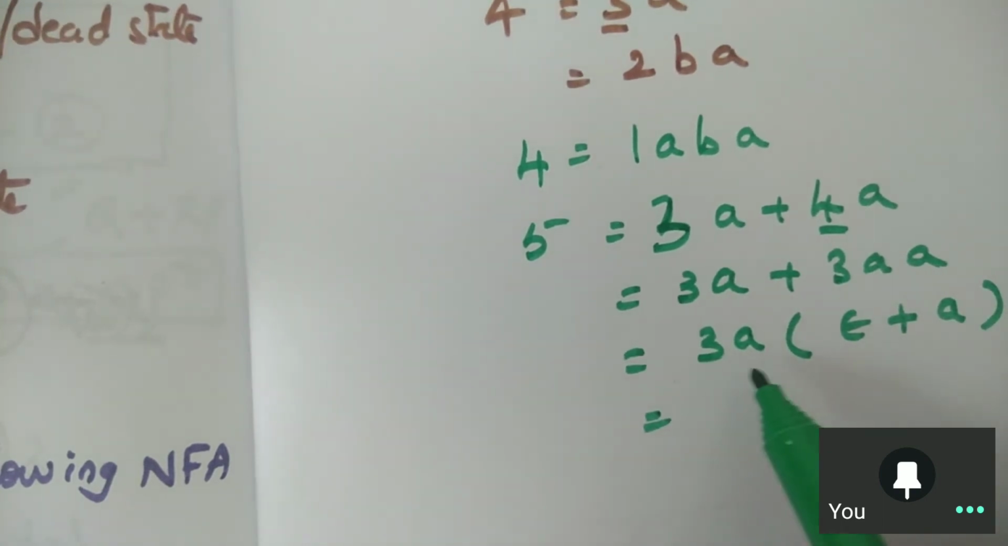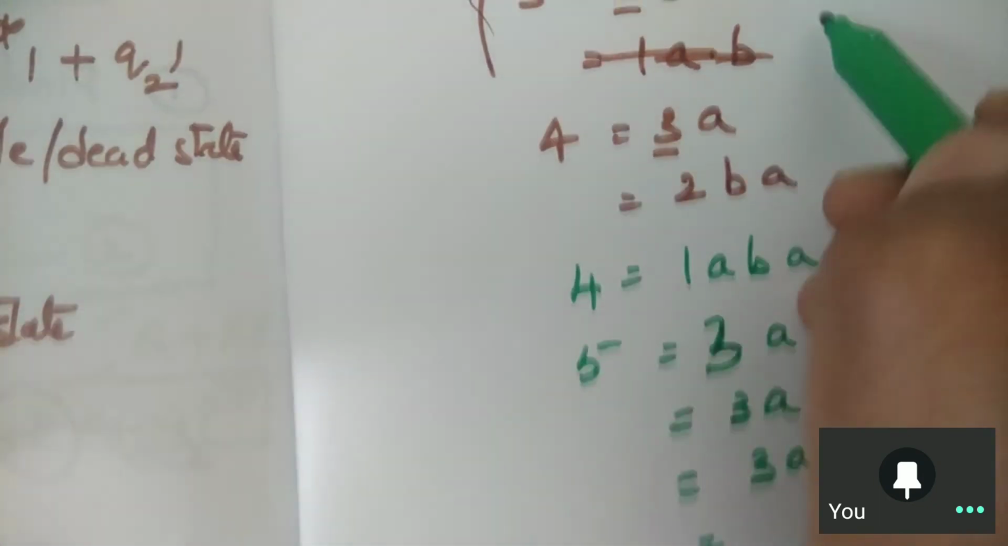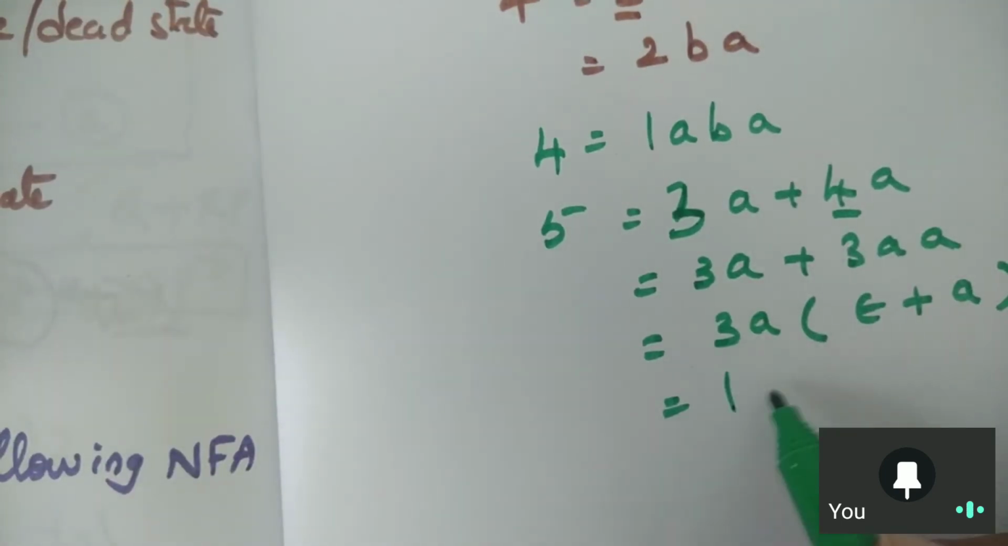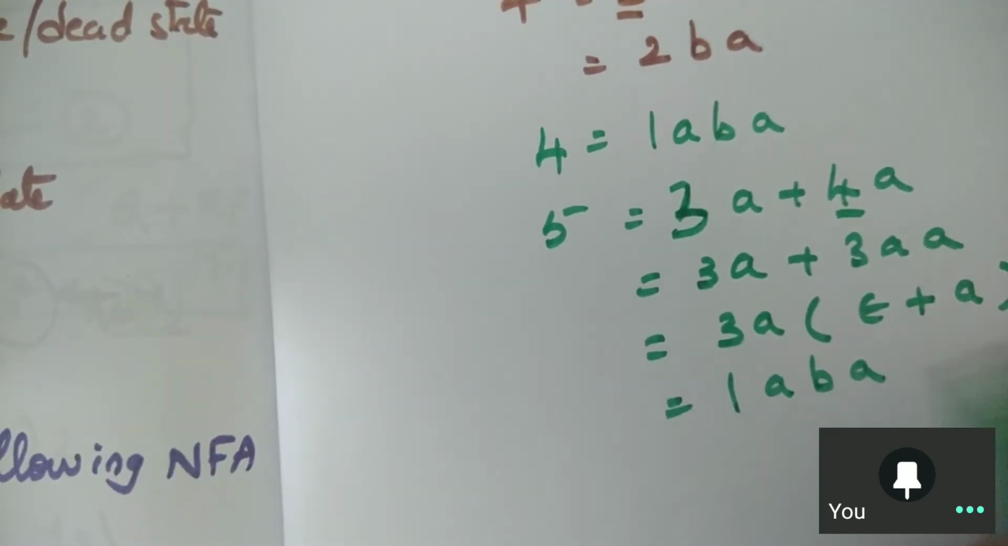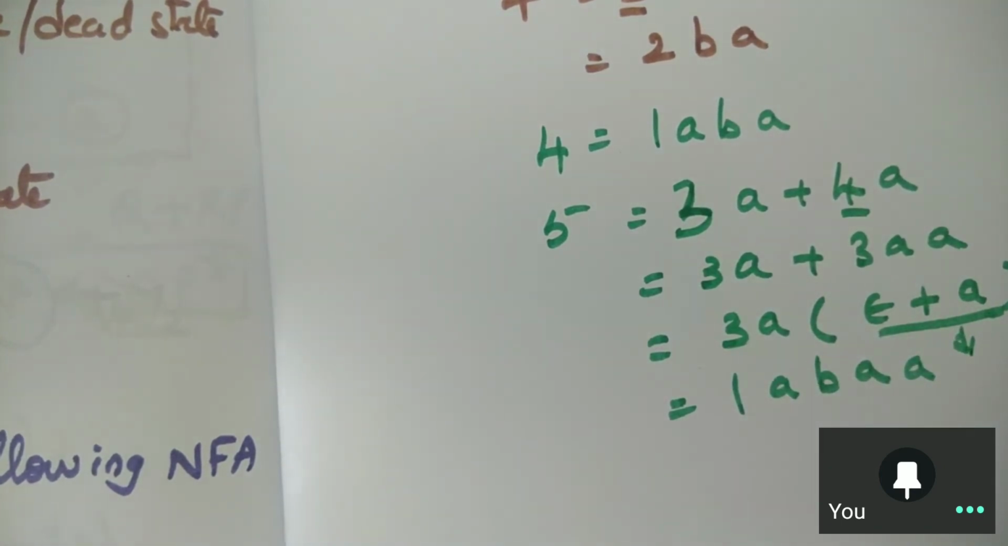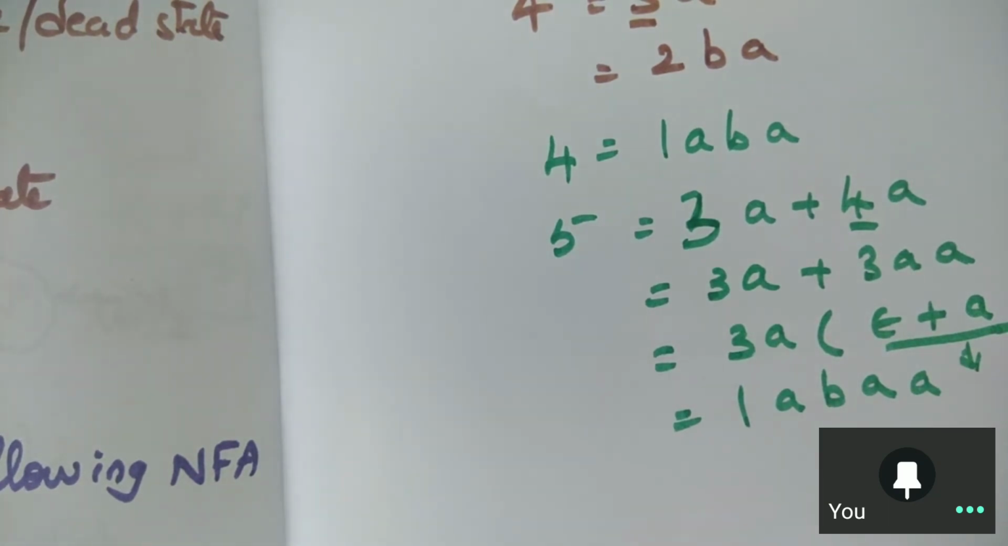And I also have the value for 3, somewhere I solved the value of 3. Okay, so let us keep this value 1ab. So the value of 3 is 1a, b and one more a. So from this epsilon plus a, this can be written as a. So the value that I got is 1a, b, a, a. So now I have the value for 5. Similarly, I have the value for 3.